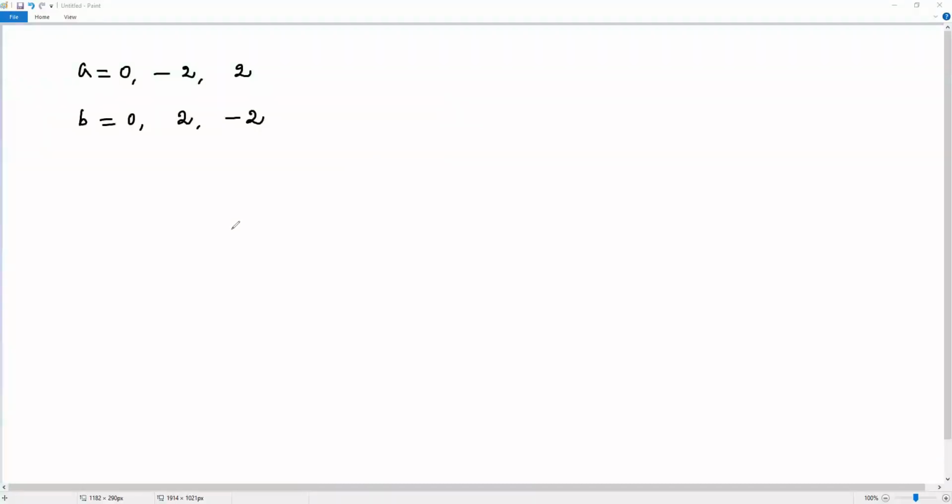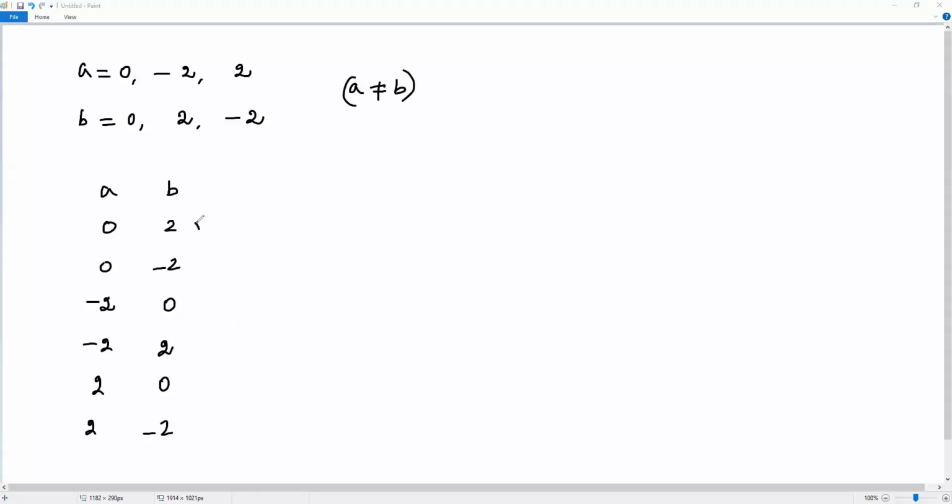Here we have a list of values for a and b we have found. Please remember that a and b cannot be equal. So if I take a is equal to 0, b can be either 2 or negative 2, because a and b cannot be equal. If I take a is equal to negative 2, again I have two options for b, that is 0 and positive 2. If I take a is equal to 2, then b can be either 0 or negative 2. In this way, I'm getting 6 different pairs of values.